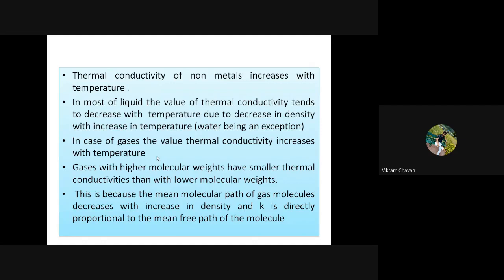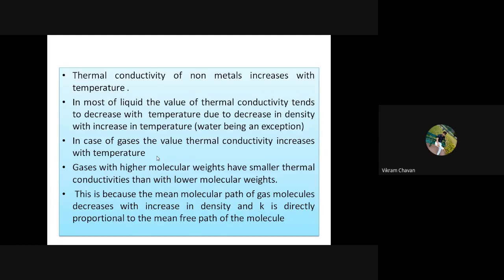Okay, and it will also impact the motion of molecules. As the temperature goes on increasing, the movement of those molecules also increases, and due to that the collision between the molecules also increases. The collision ratio of gases also increases, and due to that the thermal conductivity of gases increases with increasing temperature.